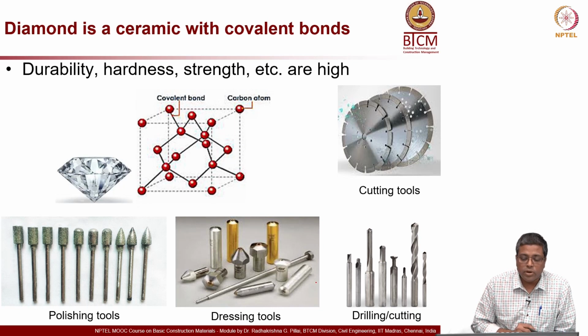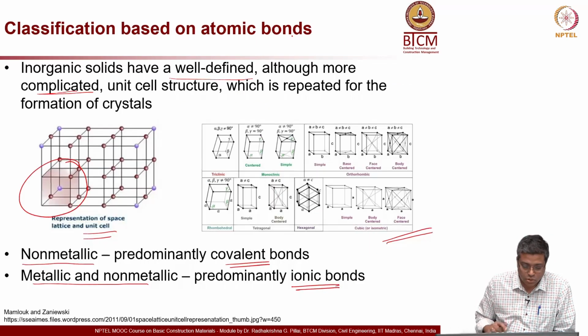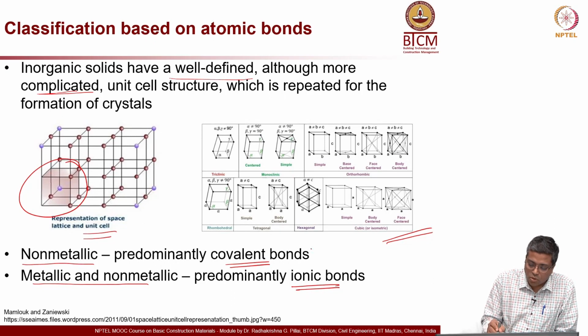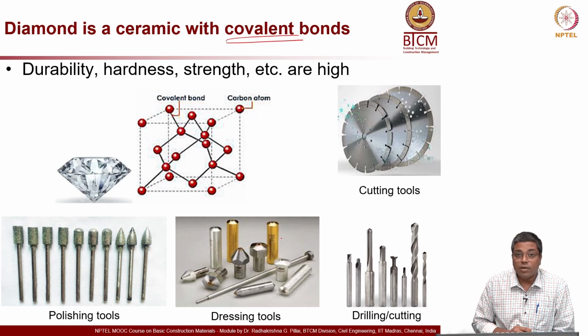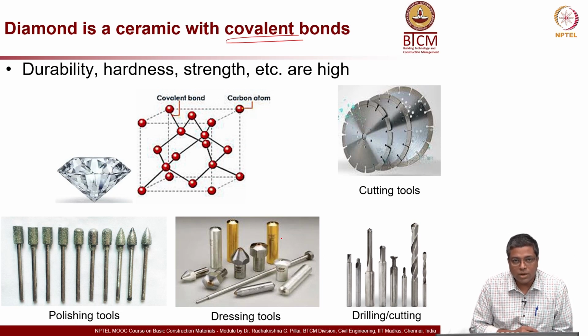Now, one example of a very good ceramic is diamond, and it has covalent bonds, like the previous slide I showed. Non-metallic means covalent bonds, right. So, diamond is an example for that. And where do we use diamond in construction? We use diamond as cutting tools, as drilling tools, or dressing tools, or polishing tools. So, these are different types of tools which are used even in construction.